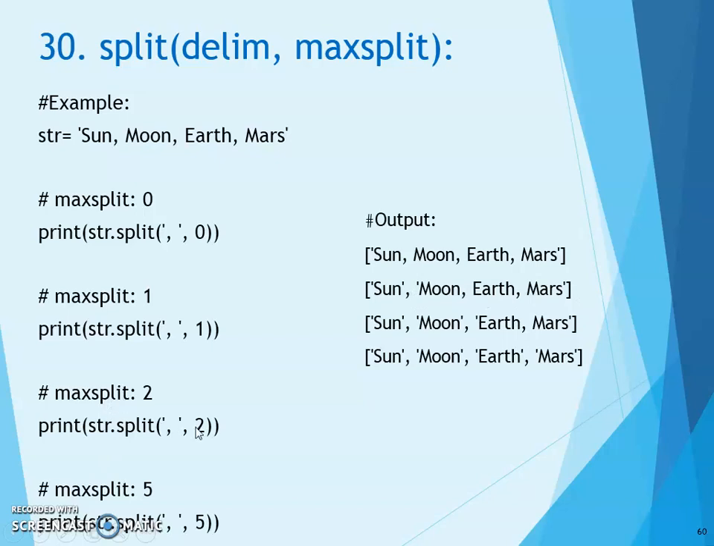If you want to split it 2 times, and the separator or delimiter is comma and space, first we will get Sun, the second part will be Moon, and the third part will be Earth and Mars combined. Now in this example, we want to split it into 5 parts. But by using this comma and space, we can split it at most into 4 parts. So the output only has 4 words: Sun, Moon, Earth and Mars.